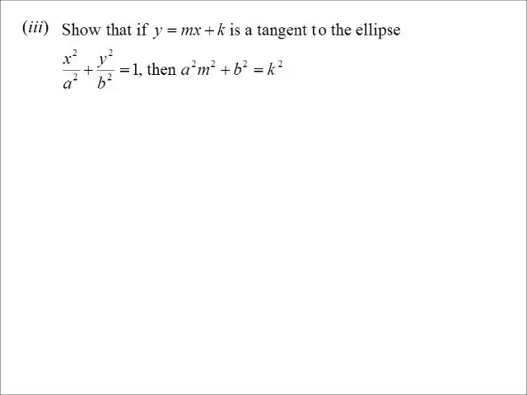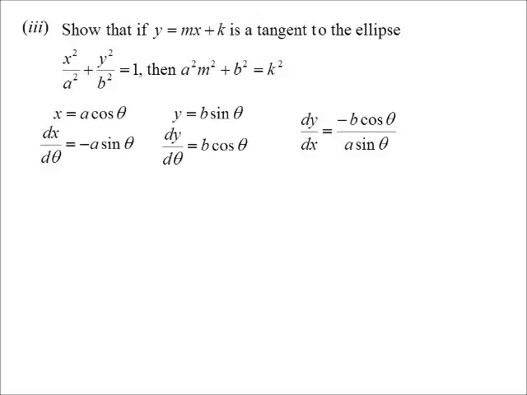It's a tangent to our ellipse. Well, we're going to prove that a squared m squared plus b squared is in fact equal to k squared. I'm sure you're looking at it and go, well, of course it is. Right, I'm going to do it using parametrics. There's different ways you can do this, but I'm going to do it this way.